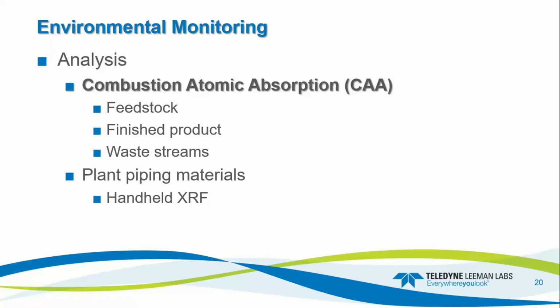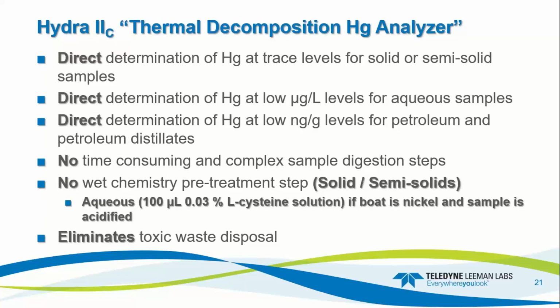So monitoring, analysis, combustion, atomic absorption, CAA, we need to look at the feedstock, the finished products, and the waste streams. When you're looking at piping material during maintenance and or shutdown, maybe a handheld XRF might be the instrument of choice. It'll give you a quick reading right there and then. You should know what your risk levels are at that point. Thermal decomposition mercury analyzer. So this is the CAA.